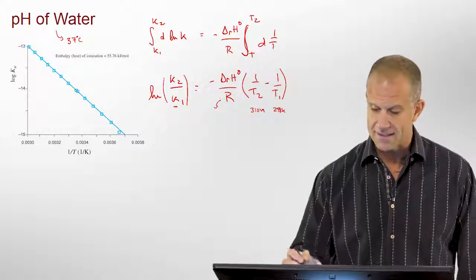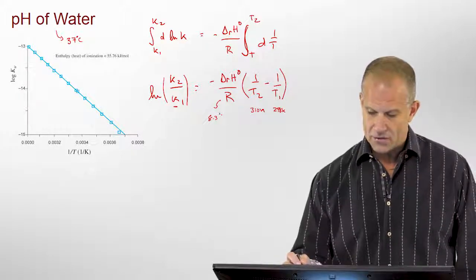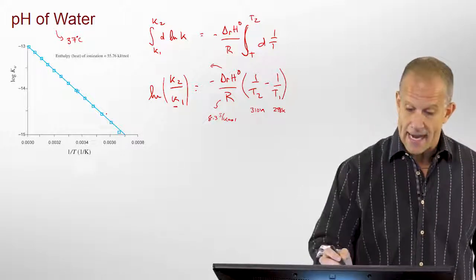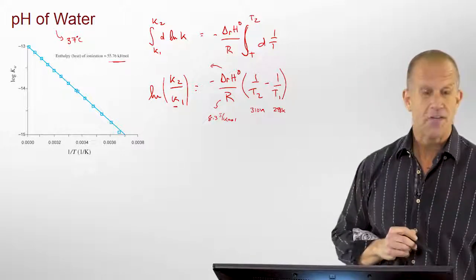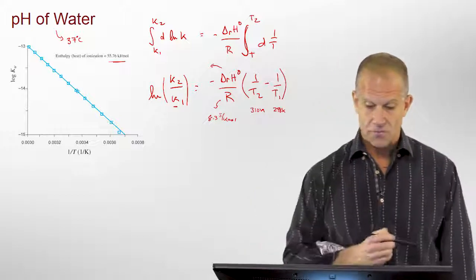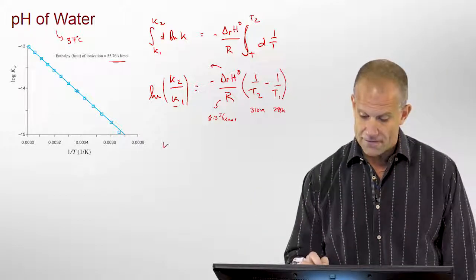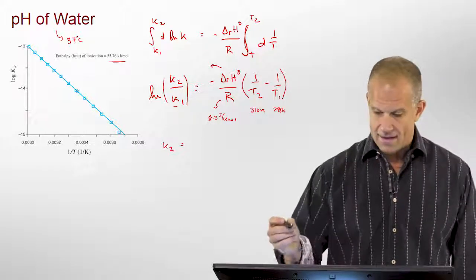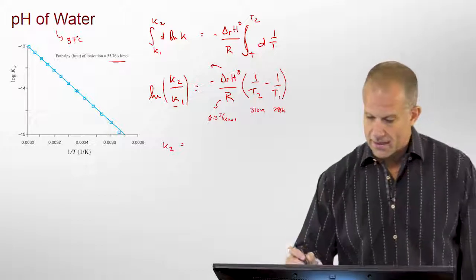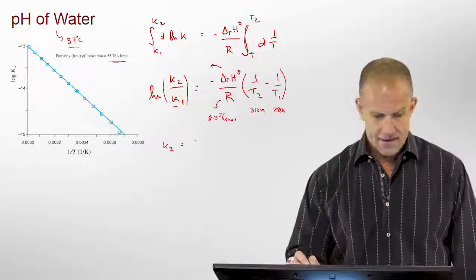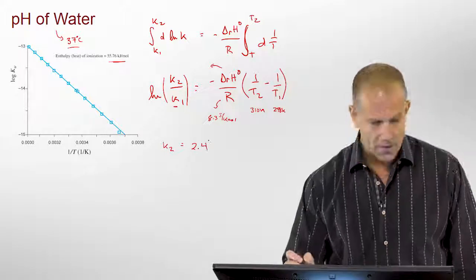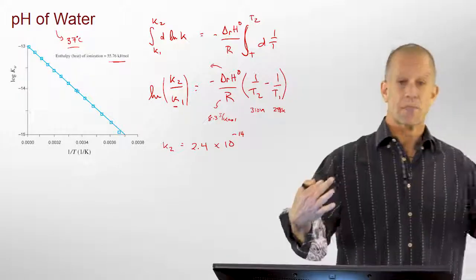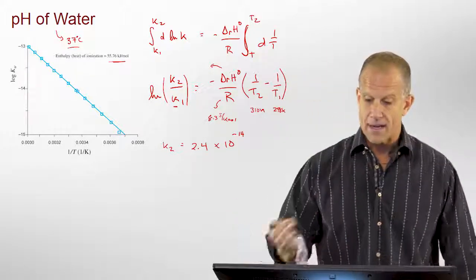We know the gas constant is 8.3 joules per kelvin-mole. And we know the delta H from this fit of 55.76 kilojoules per mole. So we can solve, in a sense, for K2 in this case. And what we'll find is that if we do this for 37 degrees, we'll get a K2 of 2.4 times 10 to the minus 14. So it's not 1 times 10 to the minus 14, which is K1, what we started at. It changed some.